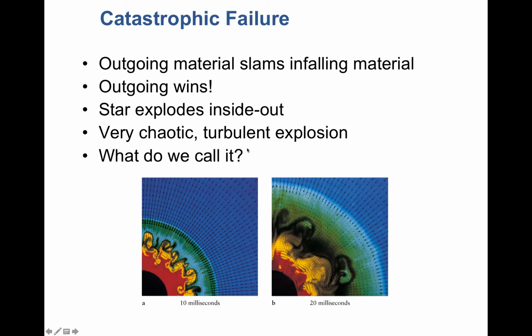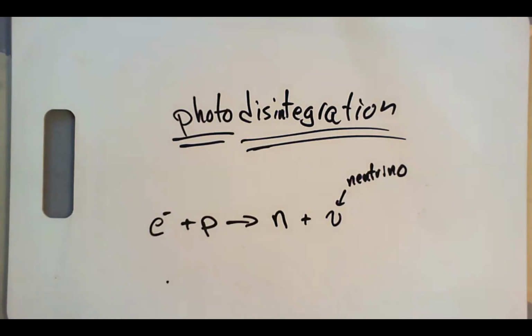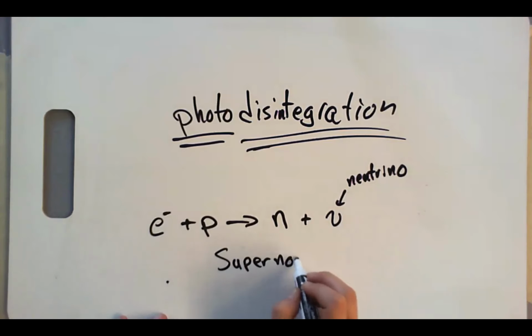What do we call these things? Well, I'm gonna write it down to be dramatic. We call this thing a supernova. Let's break down this word. Obviously, super means really impressive and bright. Nova, I believe, is Latin for new star.